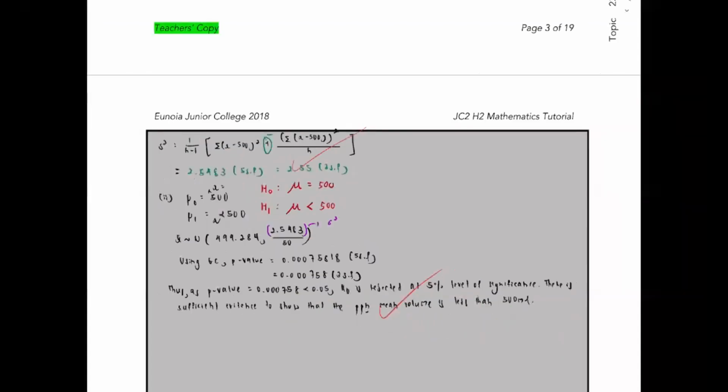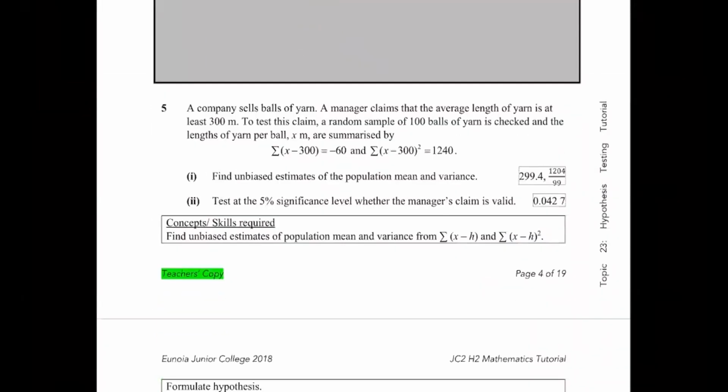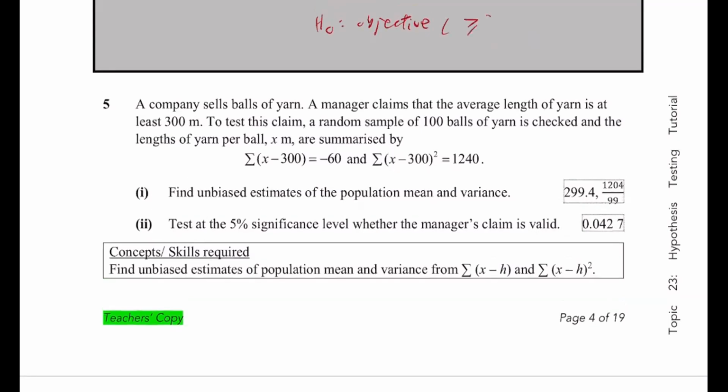Okay, next. This one again is the same thing, but here they were clearer. This question is more or less unambiguous. They claim that the average length of yarn is at least 300. So that's the objective of the manager, the H naught. H naught's objective is what? I provide the highest quality yarn. I provide more than or equal to 300 meters.